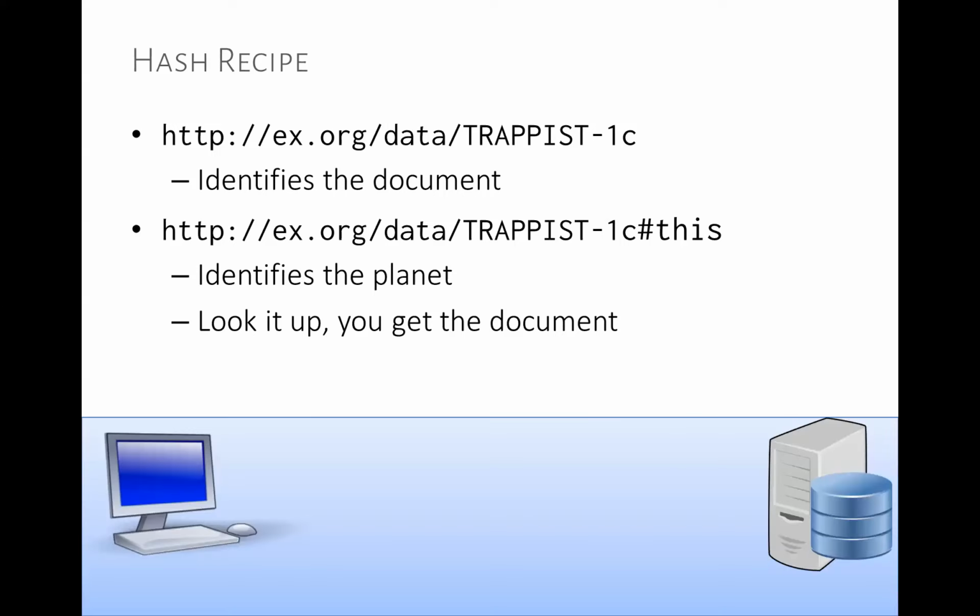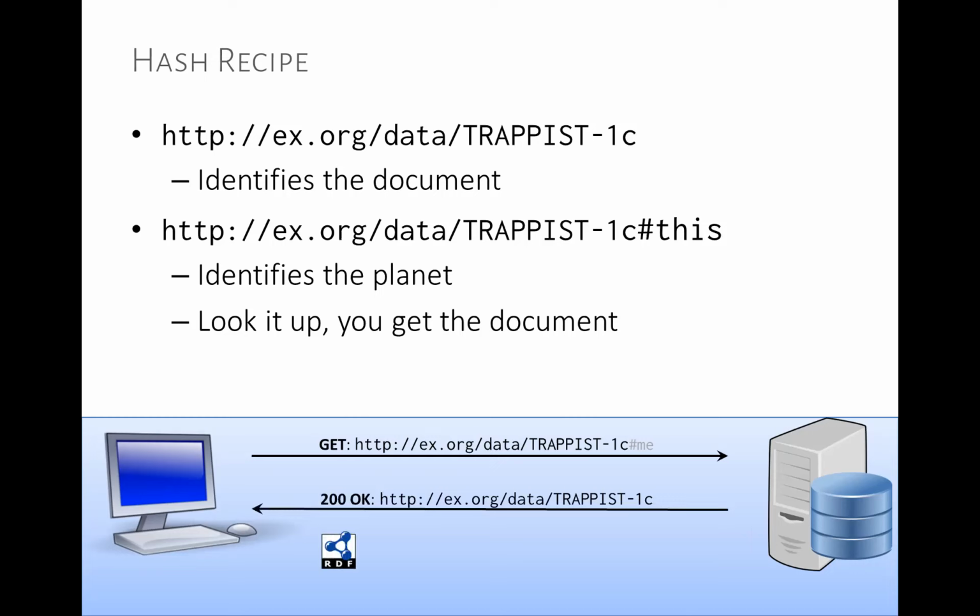So on the HTTP level, what happens? We do an HTTP GET on this URL. We put the fragment in gray because the client doesn't need to send this to the server. Sometimes they will anyway, but they don't need to. The server returns the RDF data. So with the 200, this means, okay, this is the document you want. Here you go.